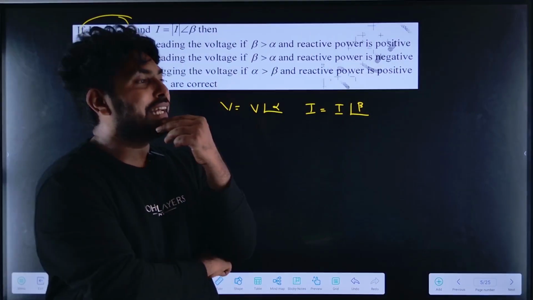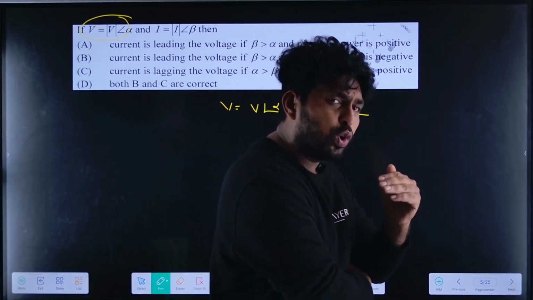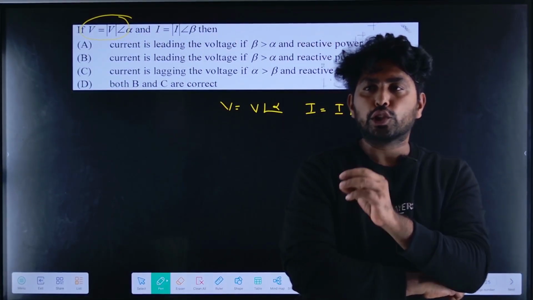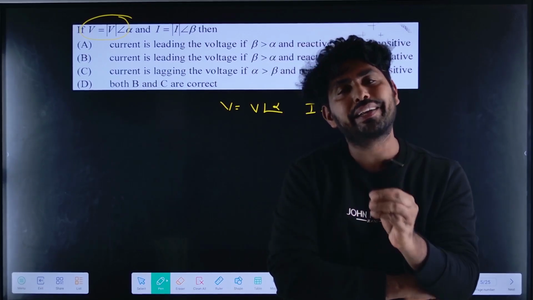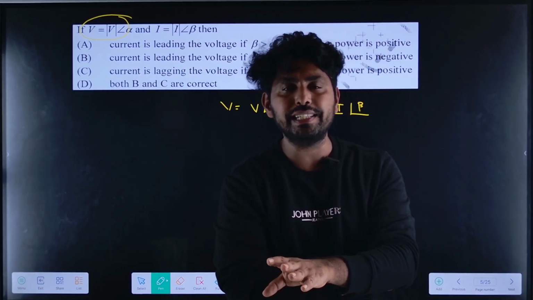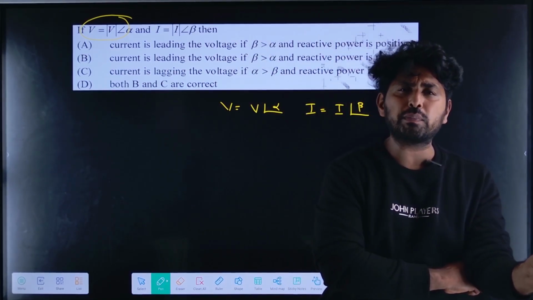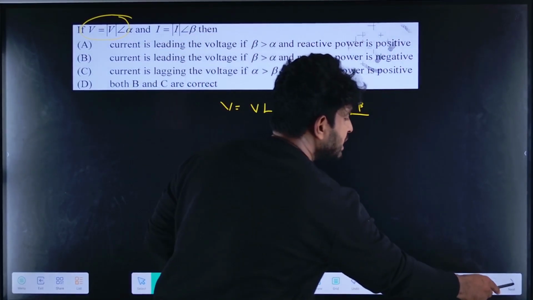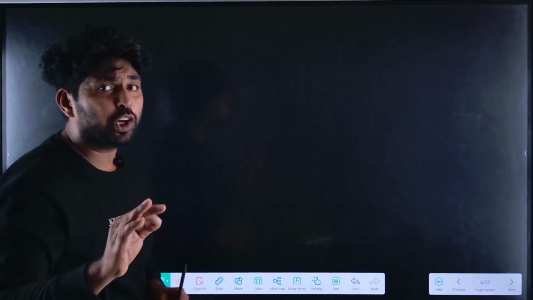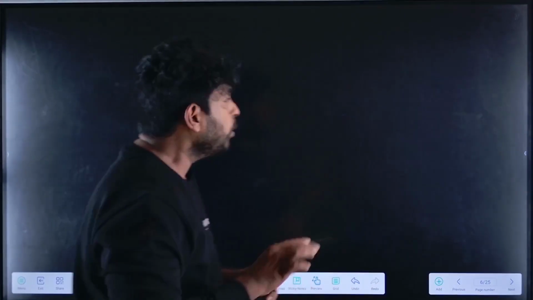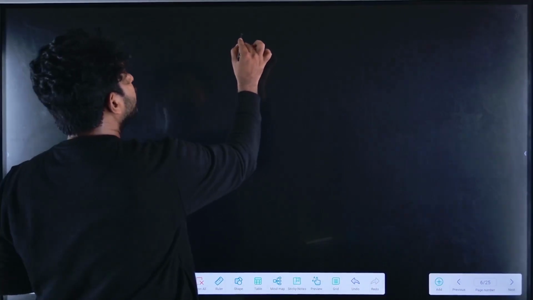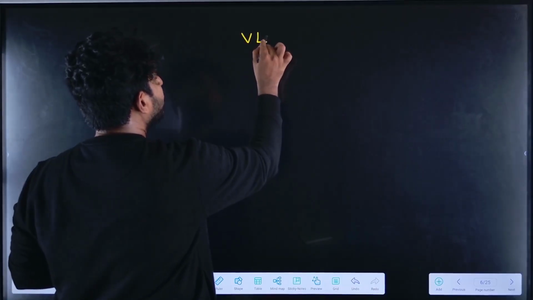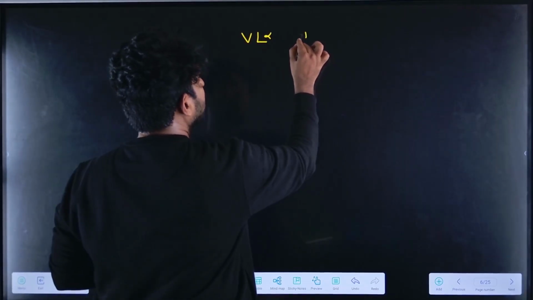To understand that, we need to go to the fundamentals. First understand the concept and then apply it. The basic funda is, first understand the concept and apply it. So first let us understand the concept. Let me explain the concept first, and after that, let me close that question. Now, what are the things they have given? V at an angle alpha, I at an angle beta.